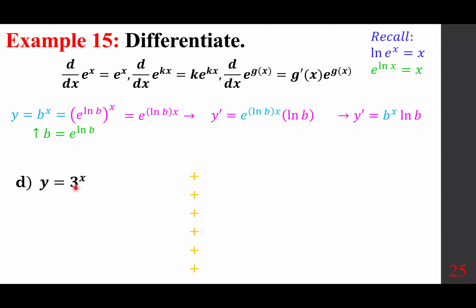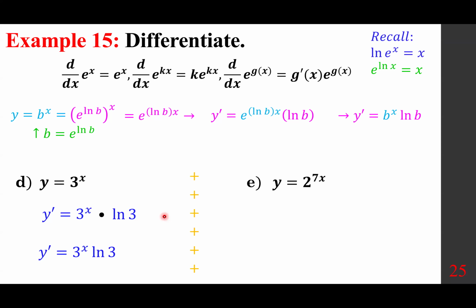Therefore, what is the derivative here? The moment you see exponential, write it itself. Two things you have to look at. Is the base e? No. Then you need ln b. You need ln 3. What about the exponent? The exponent is x. We are done.